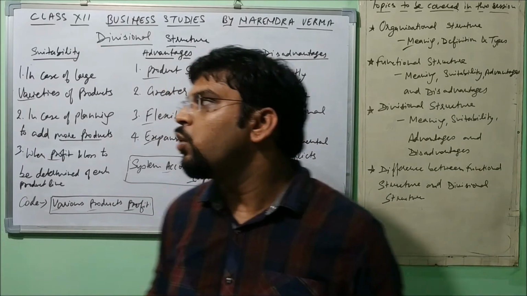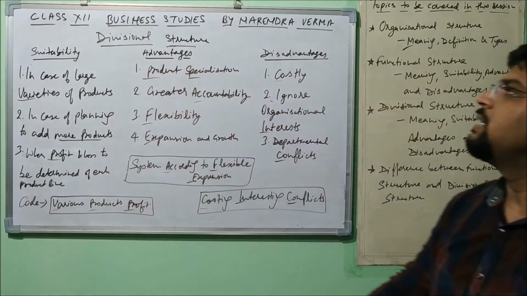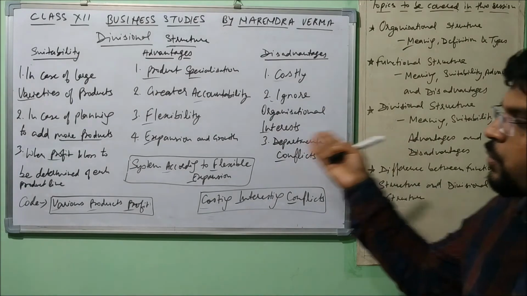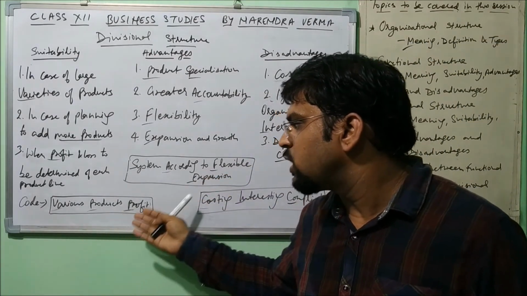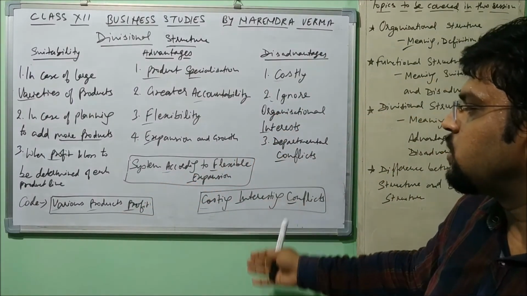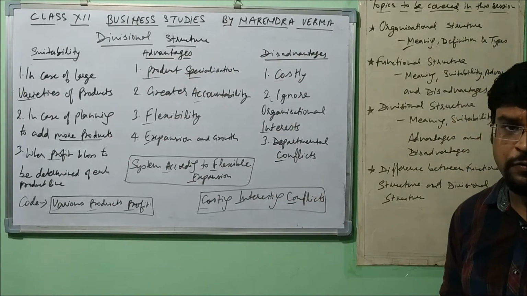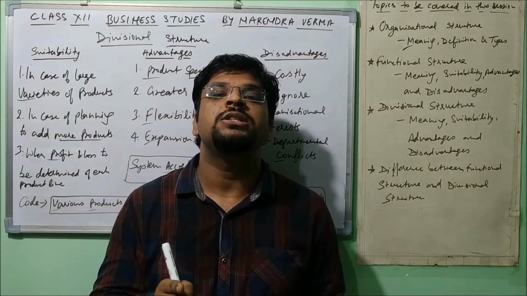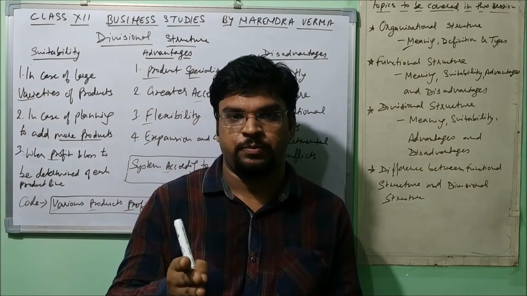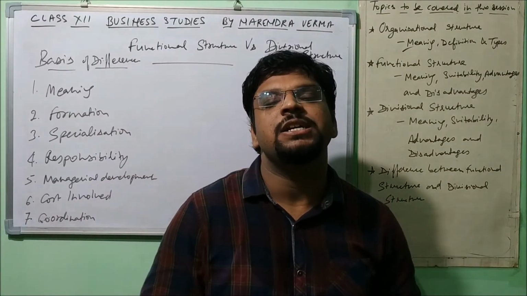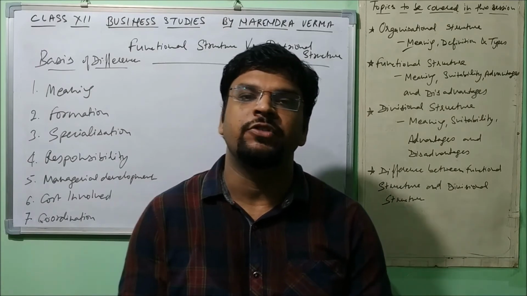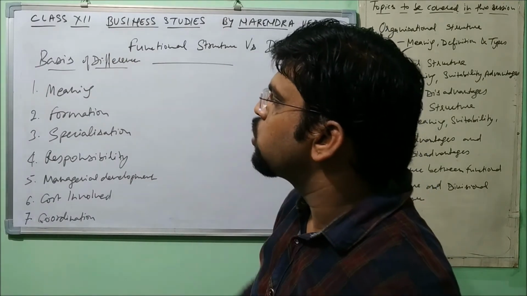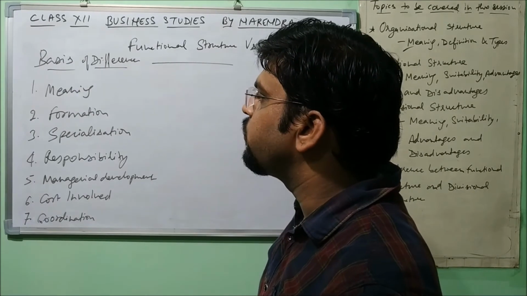So it was all about the suitability, advantages and disadvantages of divisional structure, and there is a proper code to remember this: various products, profit, system, according to, flexible, expansion, costing, interesting, conflicts, right? So it was all about that. Now let's compare functional structure with divisional structure. Let's understand the difference between functional structure and divisional structure. We'll be comparing these two on the basis of these 7 points of difference.